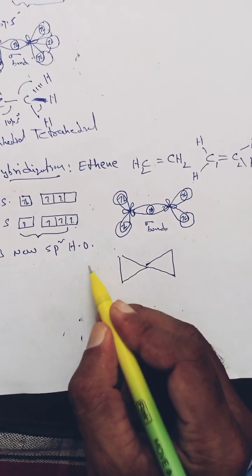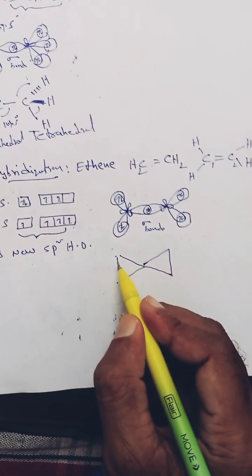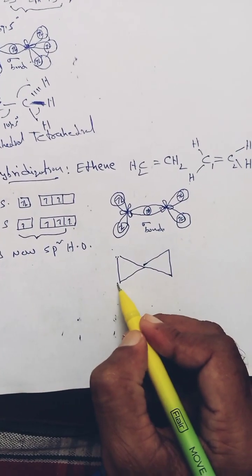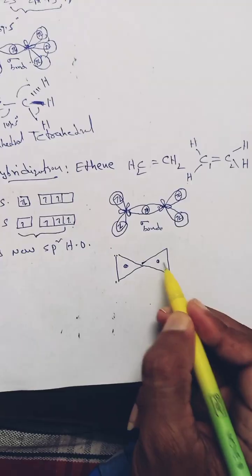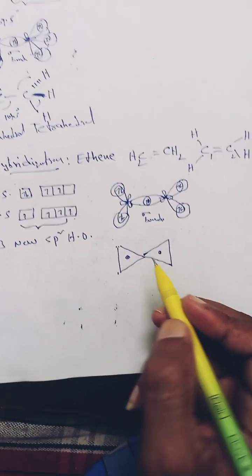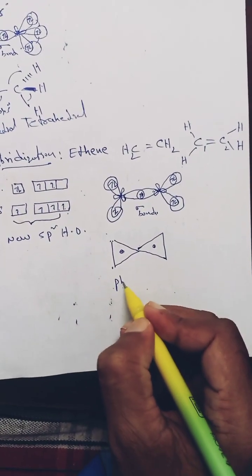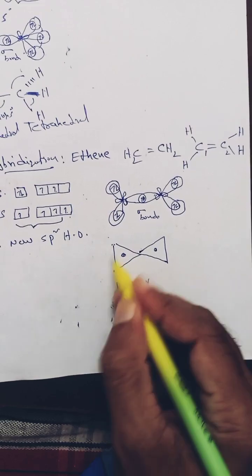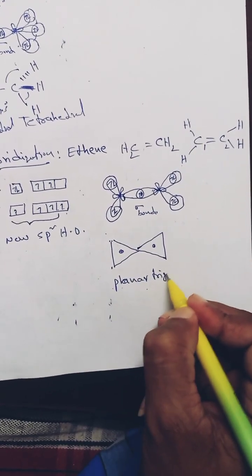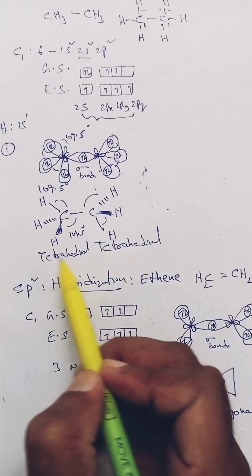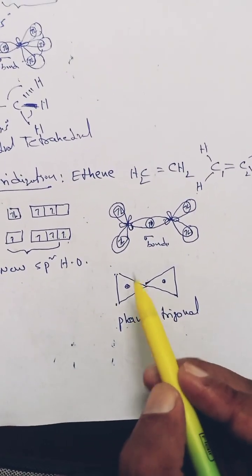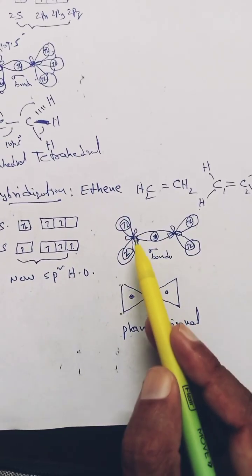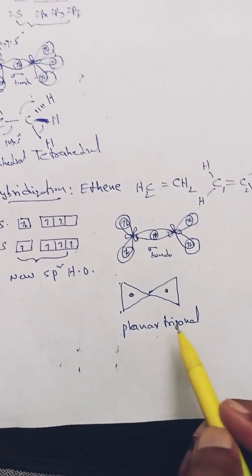This carbon is also on the paper. This bond is also on the paper, this bond also on the paper, this bond also. That means this carbon is also on the paper, and this carbon also on the paper. So this is a planar molecule. Planar and trigonal structure. But in sp3, this carbon has a tetrahedral structure, whereas in sp2 hybridization, this carbon has a planar, triangular structure.